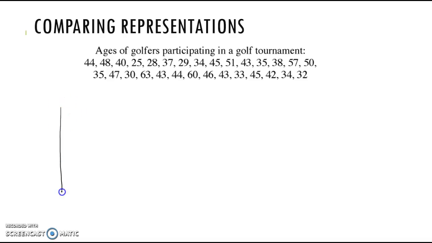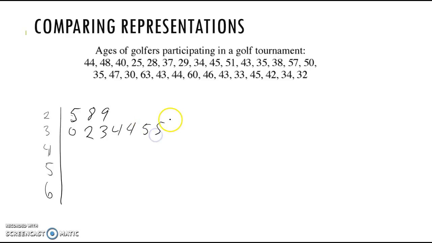So here's my bar. The smallest are the 20s, and then I've got some in the 30s, 40s, 50s, and 60s here. So I've got 25, 28, 29, 30, 32, 2 34s, 2 35s, a 37 and a 38.